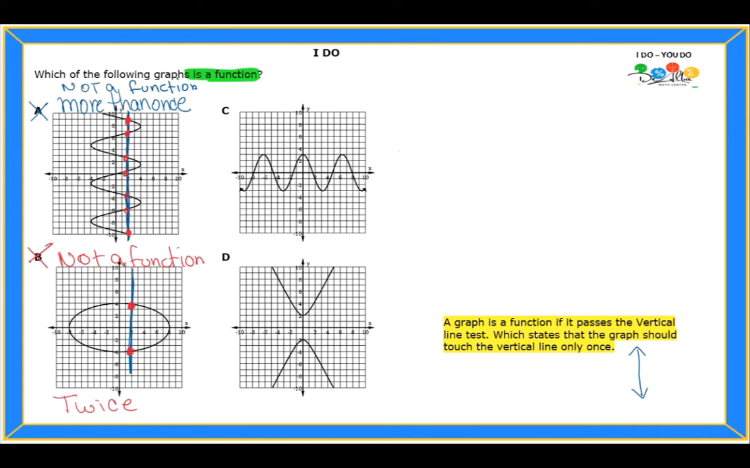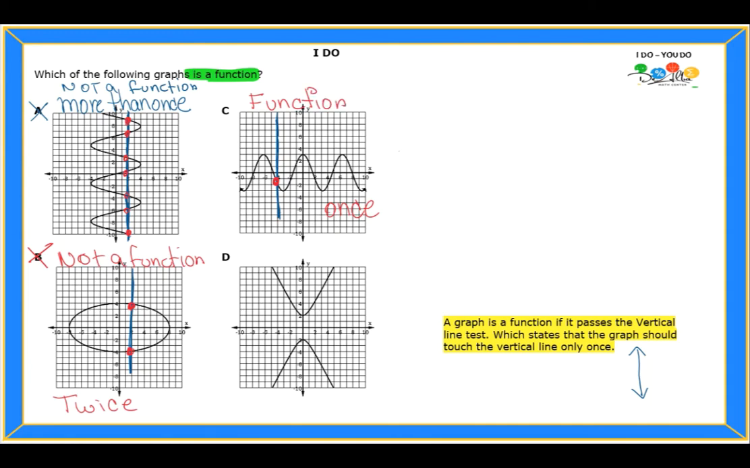What about C? Let's do the same thing. We're going to draw my vertical line, and I can do it anywhere on my graph. If you did yours on the right side, it should be totally fine, okay? How many times is my graph touching this line over here? Only once. Therefore, if it touches only one time, then this is a function. And that's what I was looking for, right?